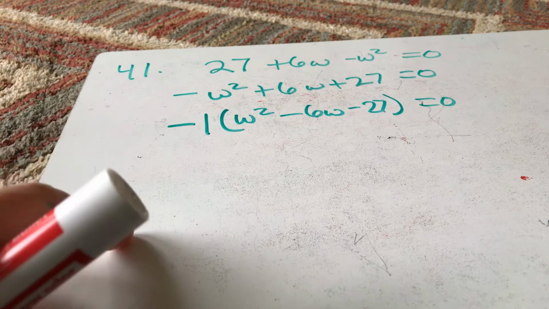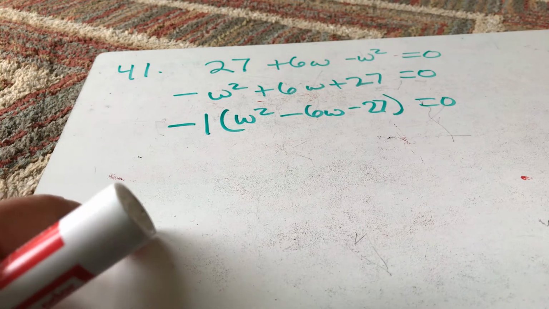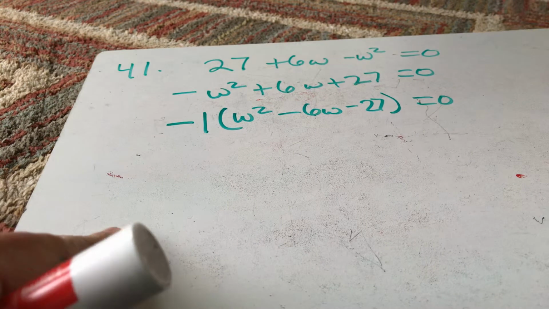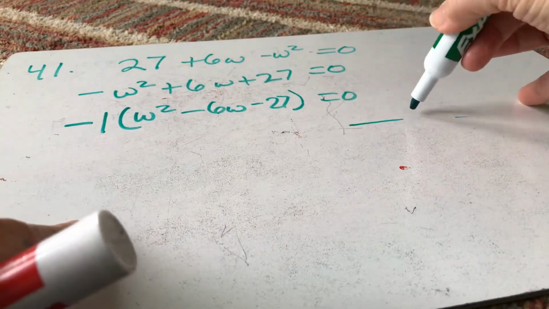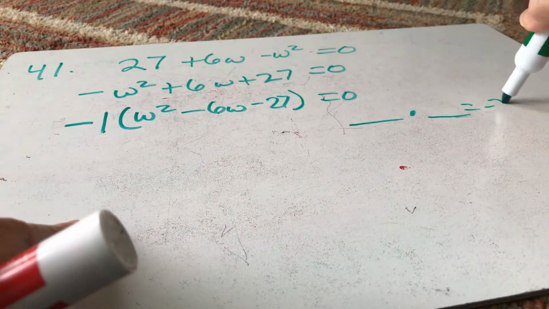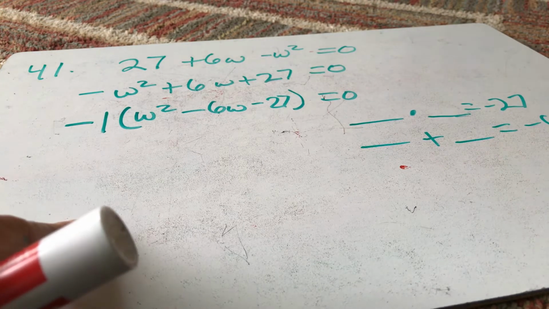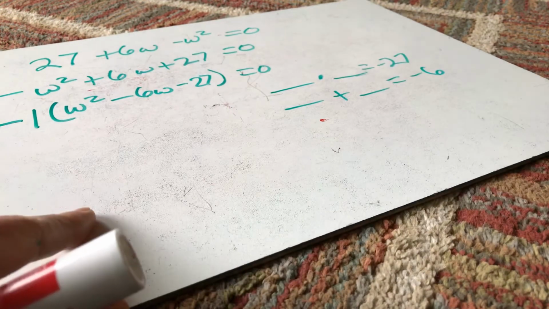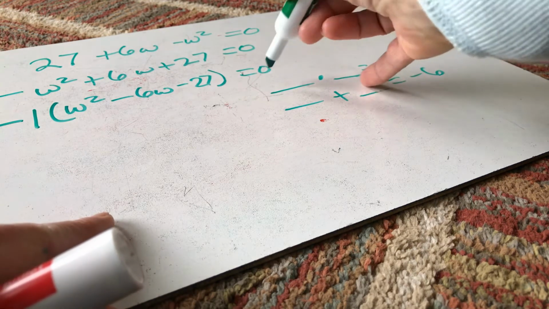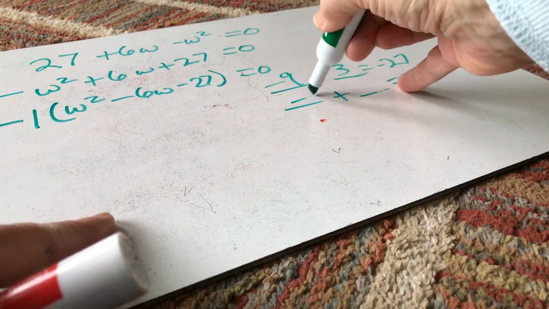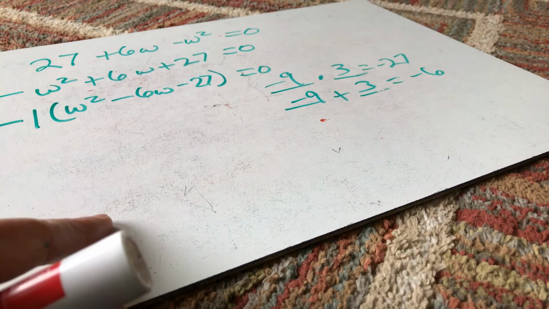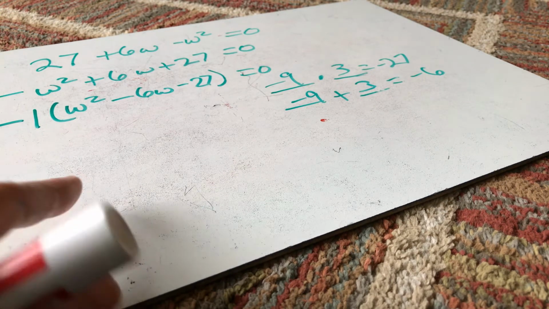So I'm going to see if I can factor this. There's no number in front of the w squared. So my question is, are there two numbers that when you multiply them together, you get negative 27, and when you add them, you get negative 6? Two numbers, like 9 times 3 maybe. So negative 9 and positive 3 add together to make negative 6 and multiply to negative 27.